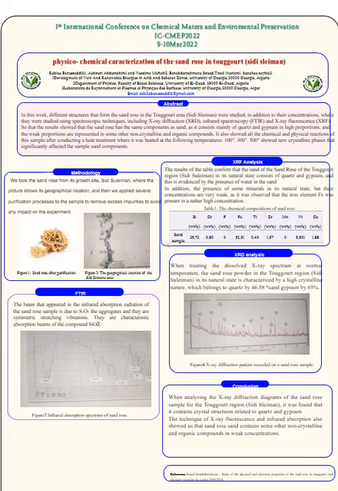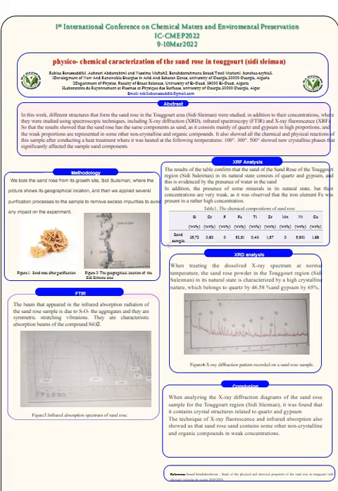The results of the table confirm that the sand roses of the Touggourt region in their natural state consist of quartz and gypsum, and this is evidenced by the presence of water in the sand. In addition, the presence of some minerals in their natural state, but their concentrations are very weak, as it was observed that the iron element Fe was present in a rather high concentration.